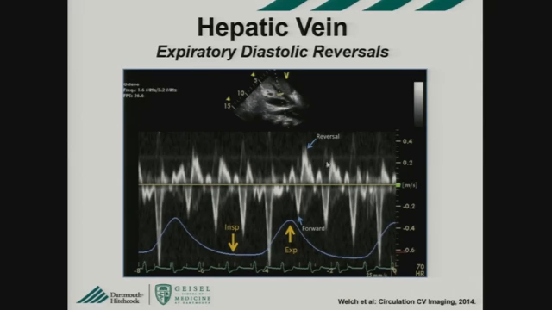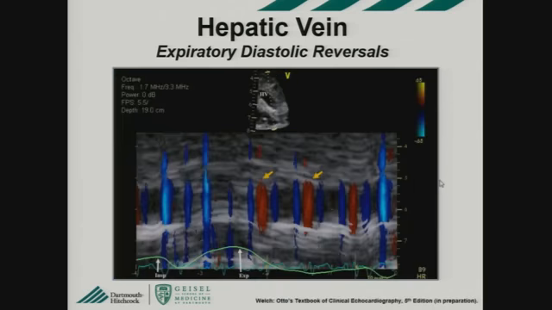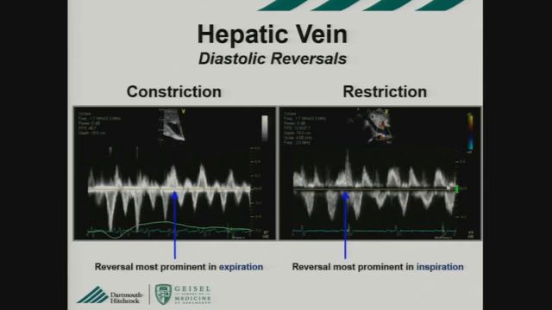So expiratory diastolic reversals in constriction, also seen by color M mode here, marked in red. We're in the expiration phase, we're in diastole, reversal of flow, as compared to restriction, in which we tend to see more prominent reversals of flow in diastole in inspiration. There is no shifting of the septum in restriction.